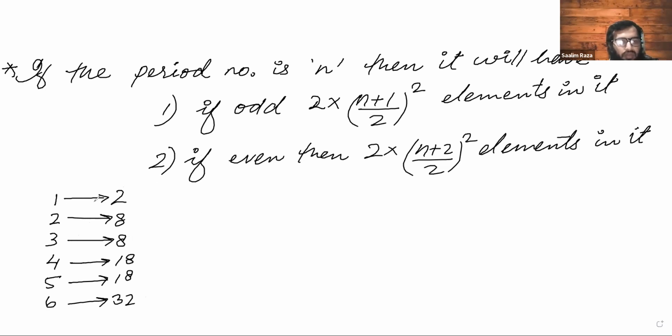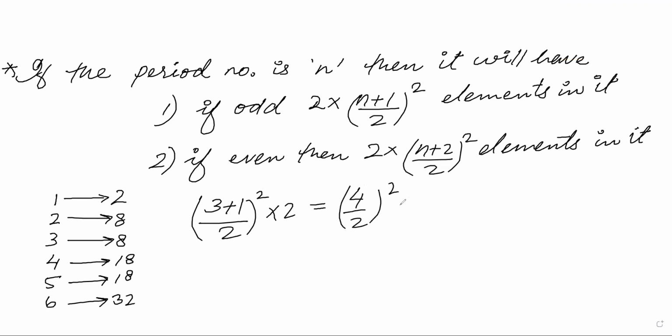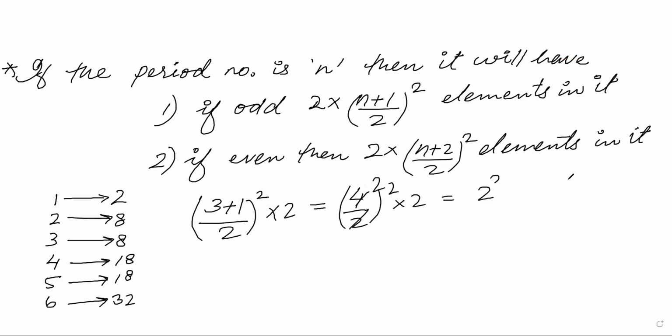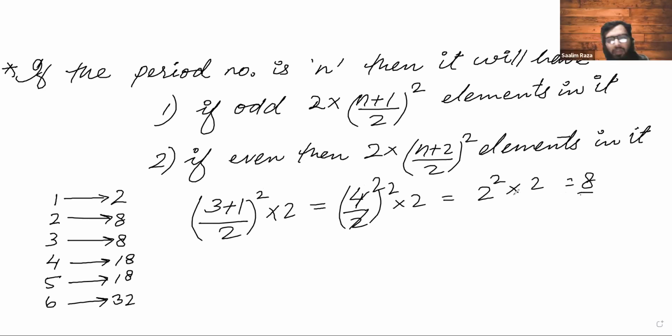Choose any number between 1 to 6. Sir, 3. Okay, fine. So we have got 3. Then this is plus 1 because this is odd, divided by 2 whole square into 2. So this will be equal to 4 by 2, whole square into 2. 4 by 2 is 2, 2 square is 4, into 2 is 8. Right? Yes, sir. Now choose an even number.